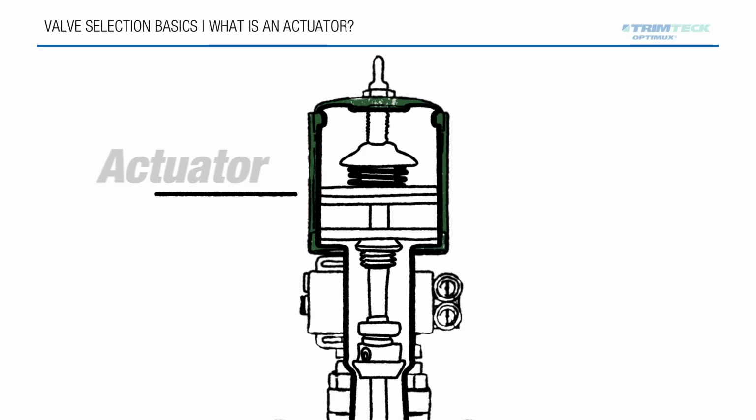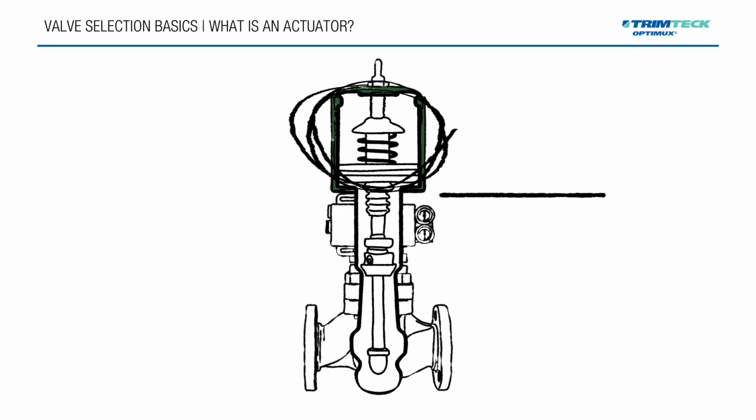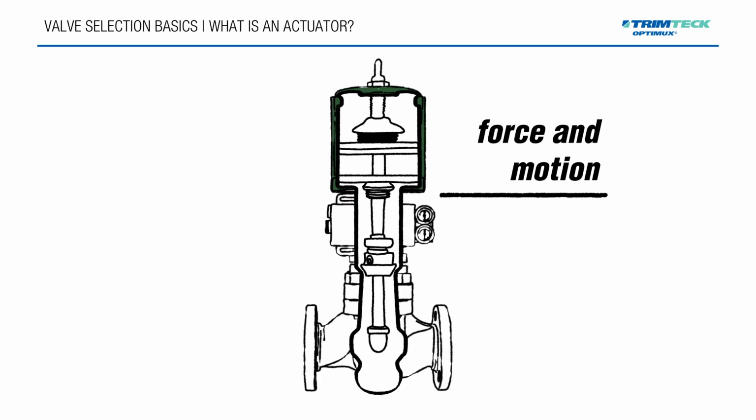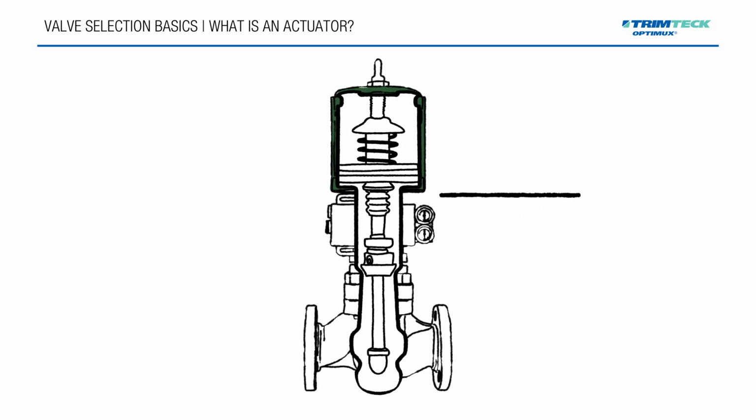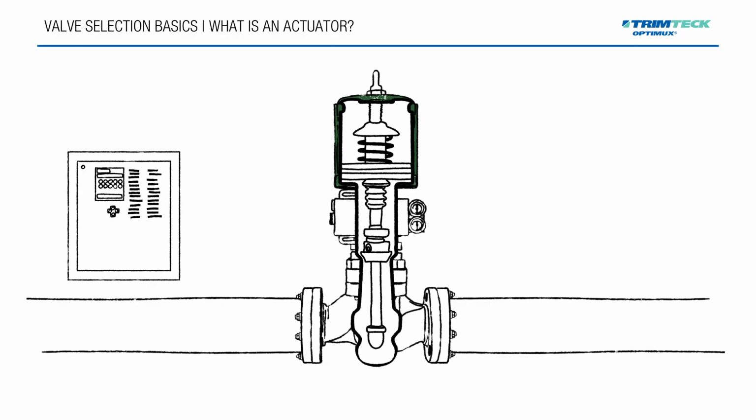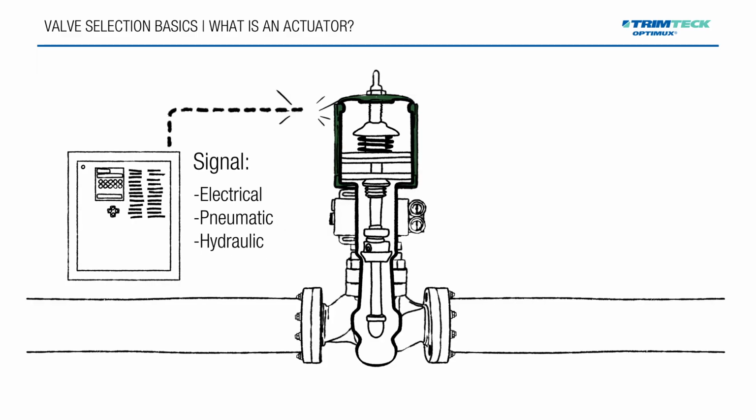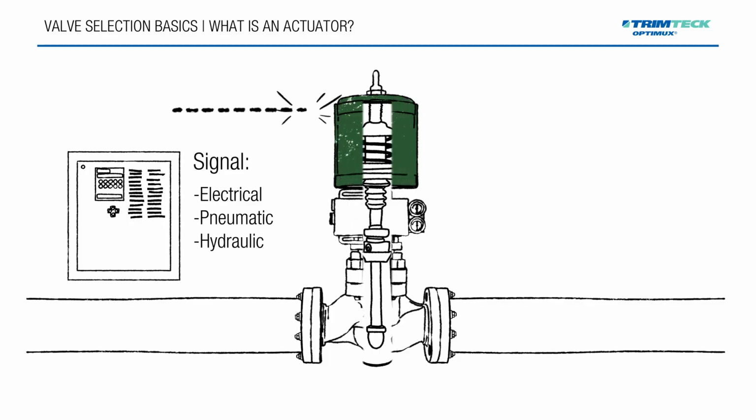An actuator is the component of a control valve that provides the force and motion required to position the valve. More specifically, an actuator is any device mounted on a valve that, in response to a signal, automatically moves the valve to the required position using an external power source.